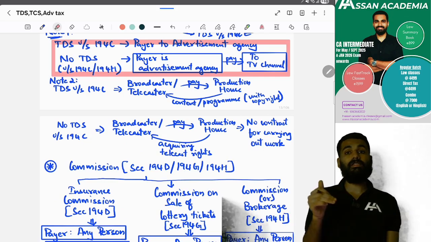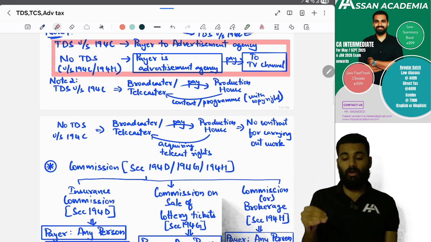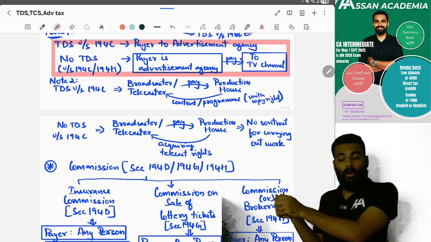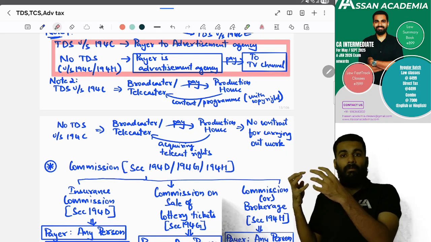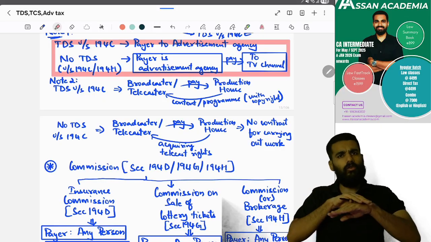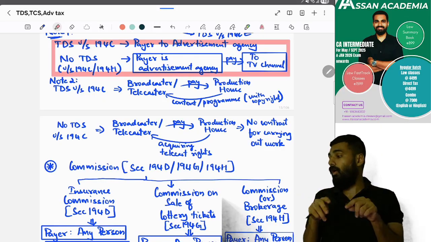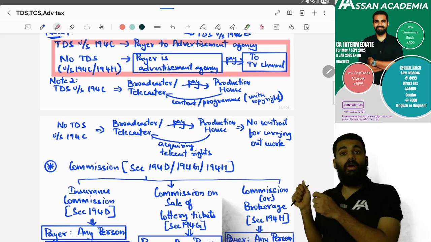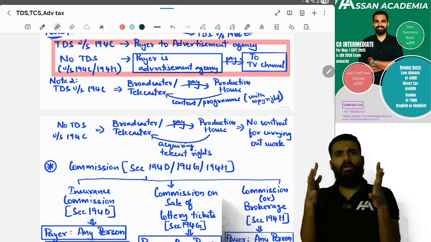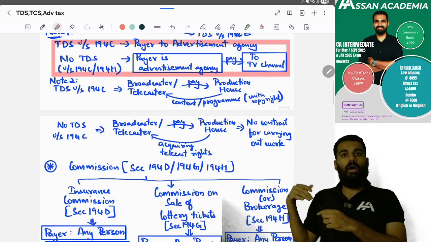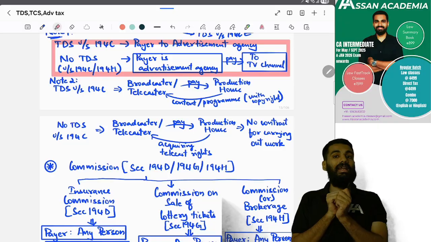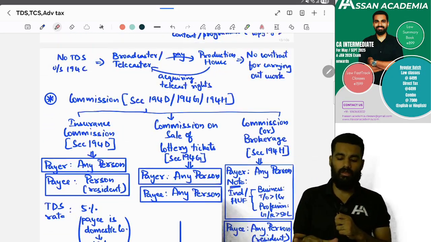And if the broadcaster or telecaster has made payment to a production house for purchasing that content or program with copyright, TDS under section 194C will get attracted. But if the broadcaster or telecaster is making payment to the production house for acquiring the rights itself, now they don't have any content, they have acquired that telecasting right itself, then no TDS. Yes.